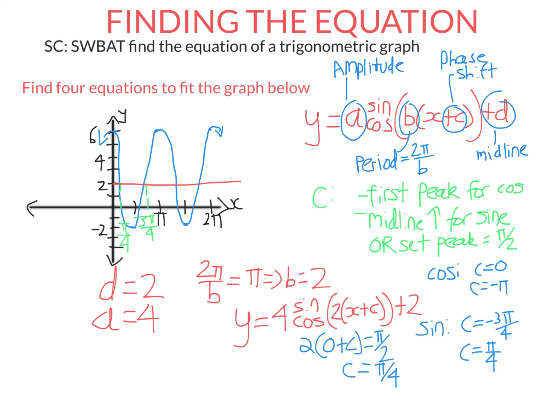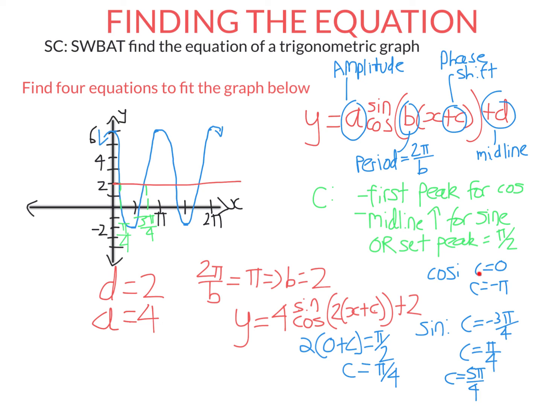Just like for cos, I can find infinitely many values of C by simply adding the period. So if I want another value of C, I could just take pi on 4 and add pi and get C is 5 pi on 4. All of these values of C will give me a valid graph. So I've actually found 5 equations that fit the graph.